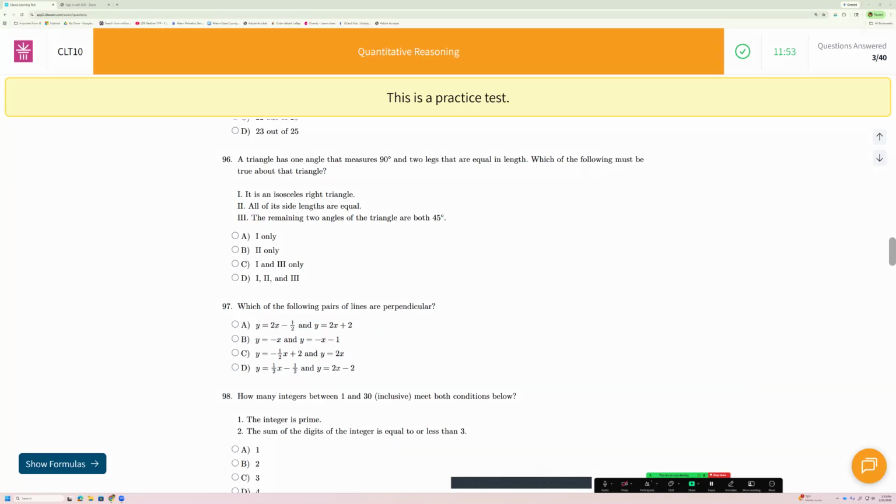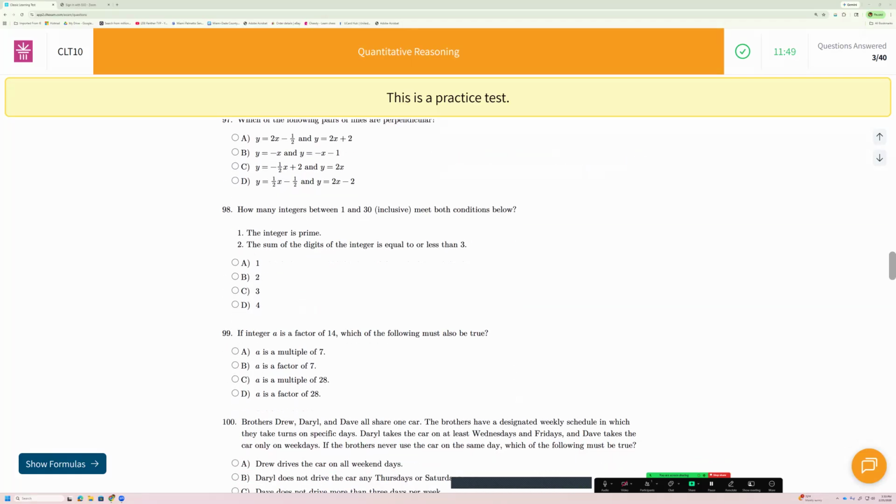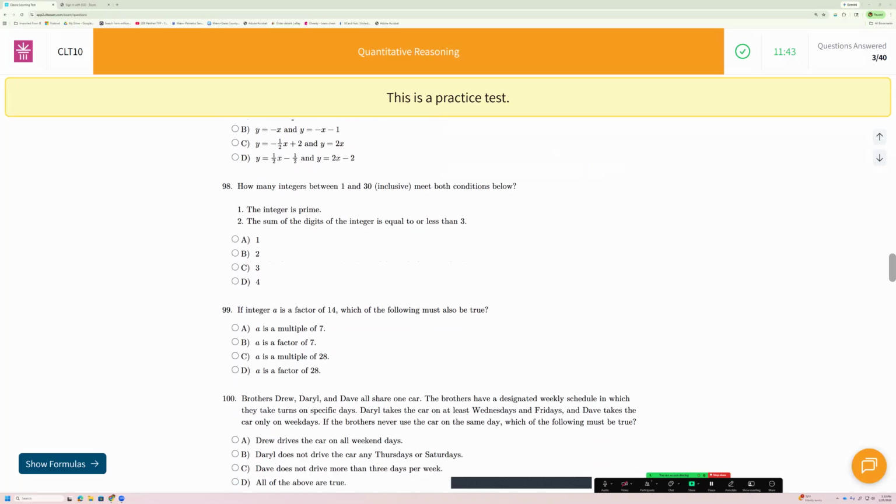And scroll. Okay, how many integers between 1 and 30 meet both conditions below? The integer is prime, and the sum of the digits of the integer has to be equal to or less than 3. Okay, so let's list all the prime numbers between 1 and 30. We don't need to. But 1 is not prime because you need a number different than 1 times 1 to be the factors of those numbers.